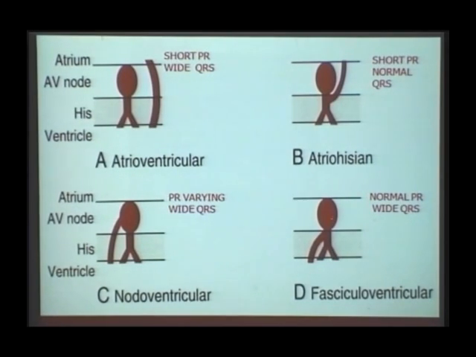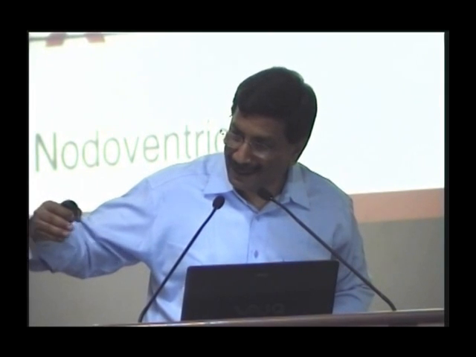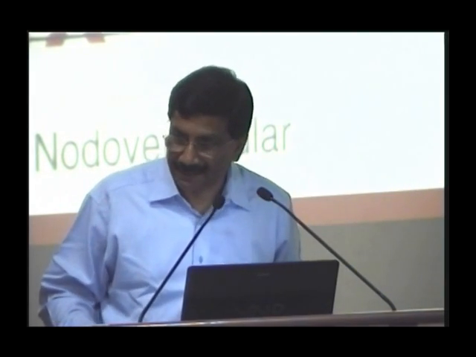Whereas here, my AV node is not bypassed. The impulse is coming through the AV node, so my PR interval is normal. After that, one portion of the ventricular muscle is activated through the accessory pathway by the non-specialized conduction system, so I will have a delta wave. So if I have a short PR and delta wave, it is Kent. If I have a short PR and normal QRS, it is James. If you have a normal PR with a delta wave, it is Mahaim.